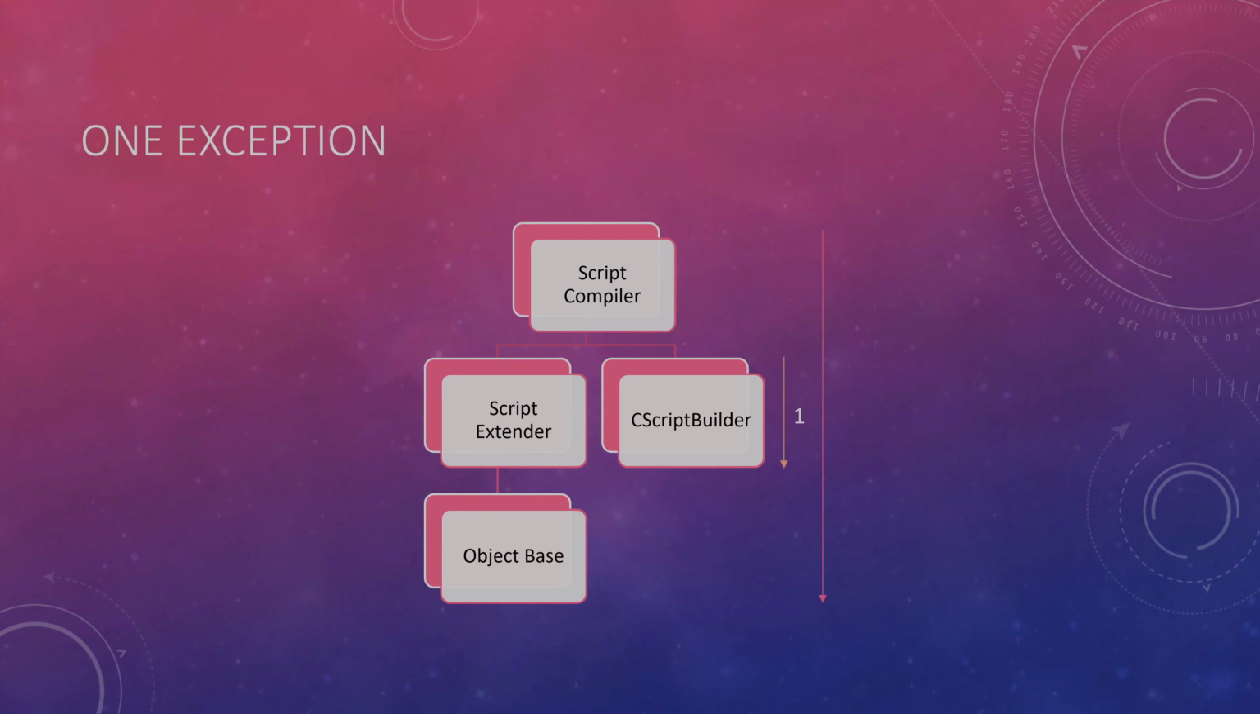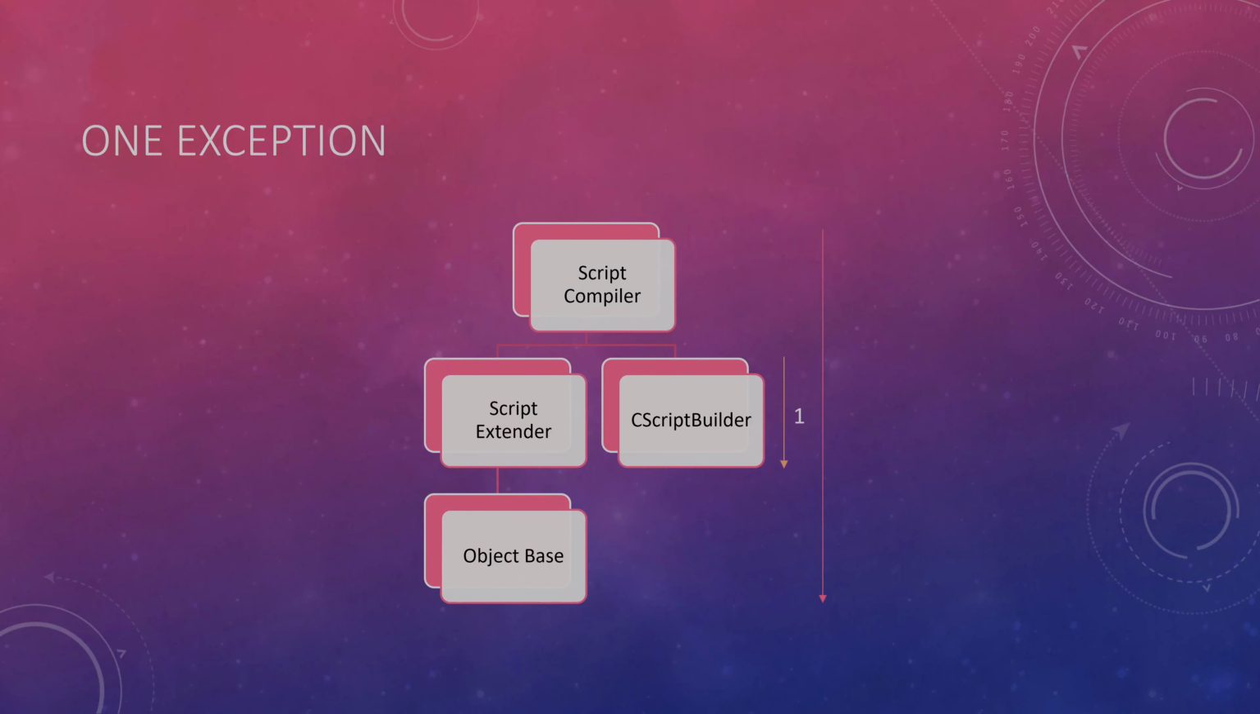An example here would be a script compiler that compiles AngelScript code to binary, to bytecode. The idea is that the script compiler is based on a script extender class. The script extender class has access to the scripting engine, the context, and everything that you need to extend your scripting. And the script extender is again based on object base. Object base is just a placeholder class.